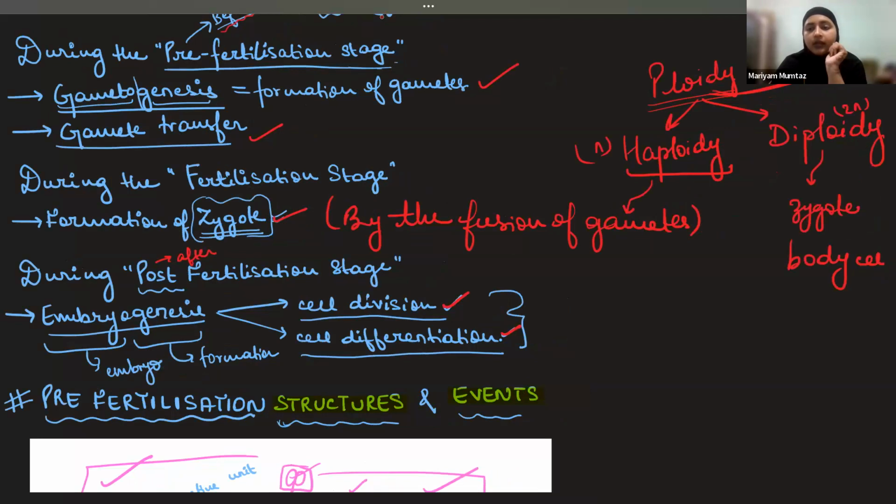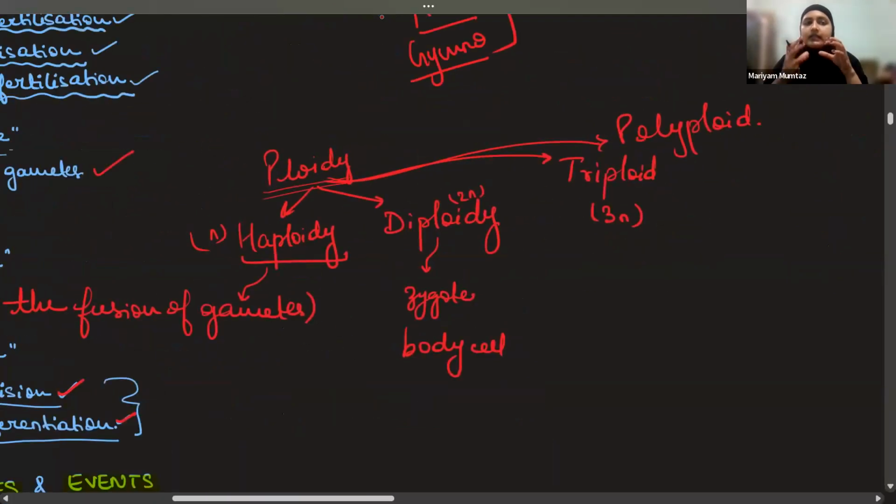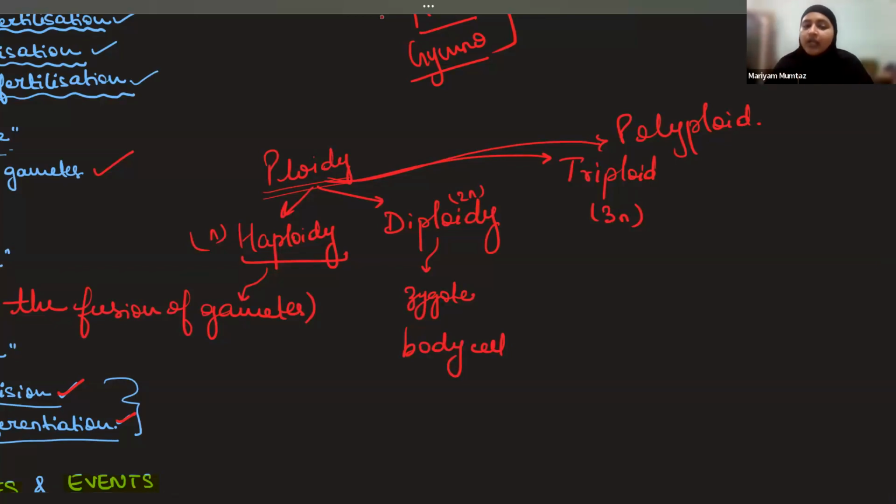Ploidy means the number of chromosomes found in any individual. When one set of chromosomes is there, that is haploidy, which we call N. When two sets of chromosomes are there, we call it diploidy, 2N. When three sets are there, we call it triploid, 3N. And when more than three, we call it polyploid.